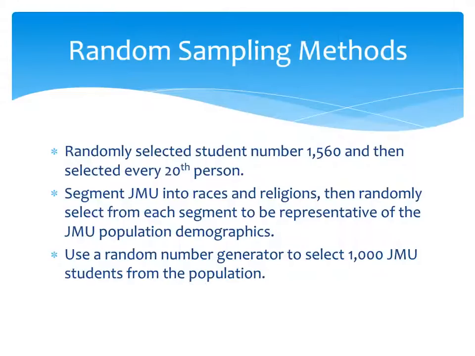So let's take a look at our first bullet point. Randomly select student number 1560 and then select every 20th person. So if I were conducting a survey of JMU students and I randomly selected student number 1560, and from there I selected every 20th person, what would that be?